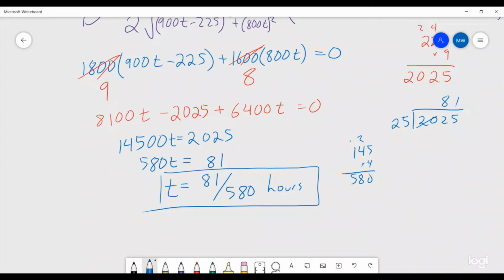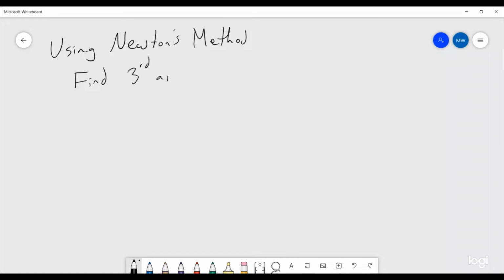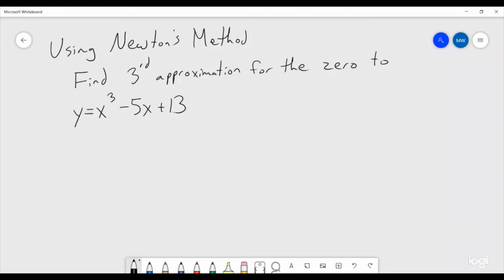Alright, let's now do a Newton's method problem. So using Newton's method, find our third approximation for the 0 to y equals x cubed minus 5x plus 13 if x1 is equal to -2. Go ahead, pause the video, try and figure this one out on your own.